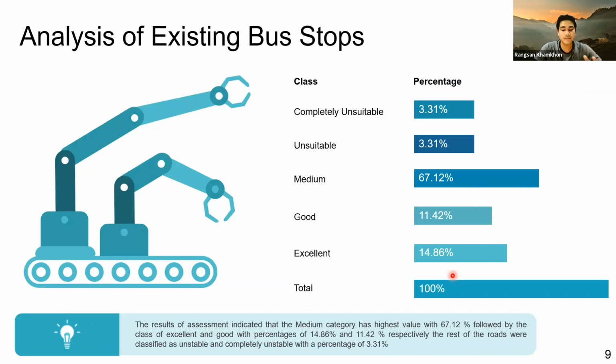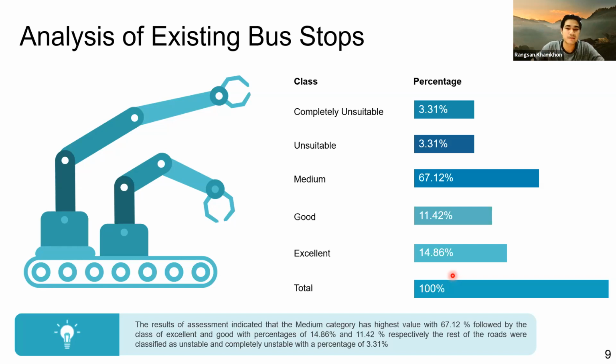Okay, in this slide, they classify the criteria into 5. They classify the bus stop value into 5 categories according to their level of compliance with the AASHTO standard. AASHTO means the American Association of State Highway and Transportation Officials. We will see 5 classes, from completely unsuitable up to excellent.